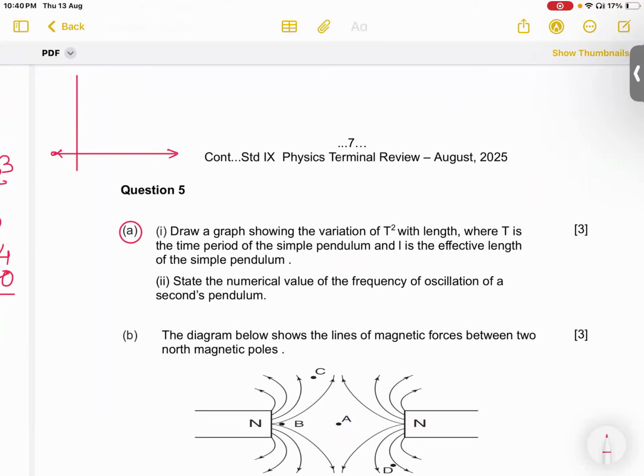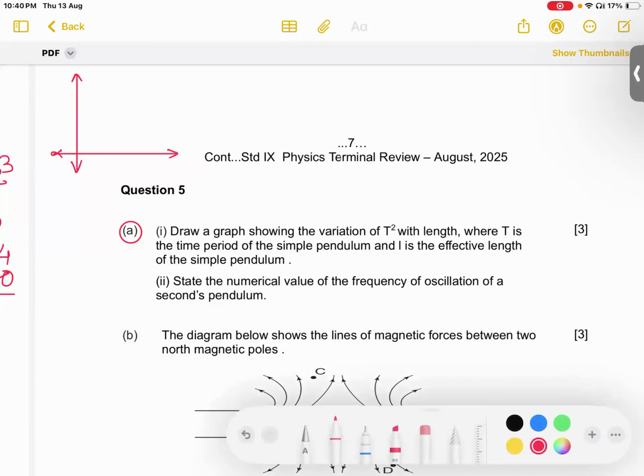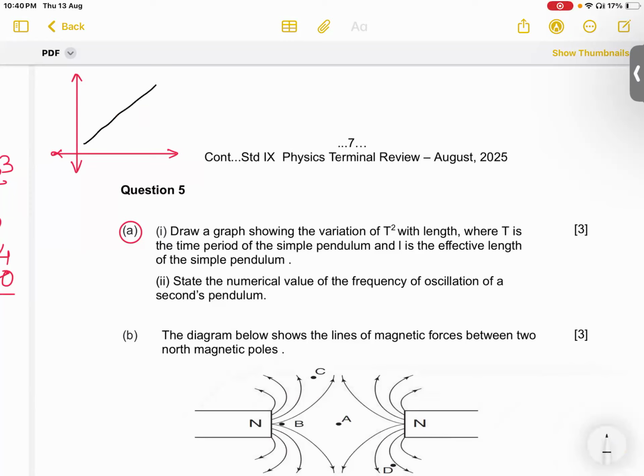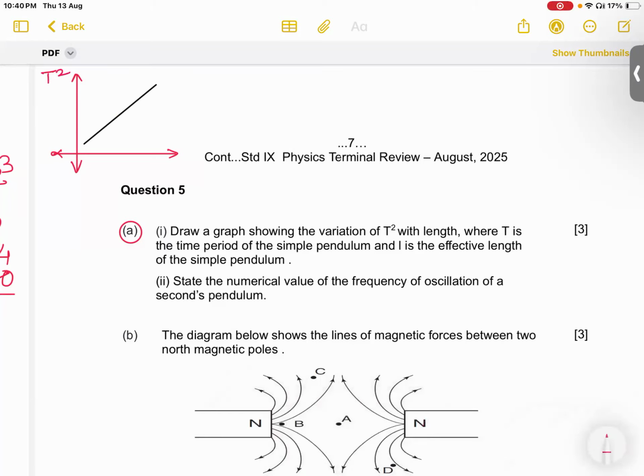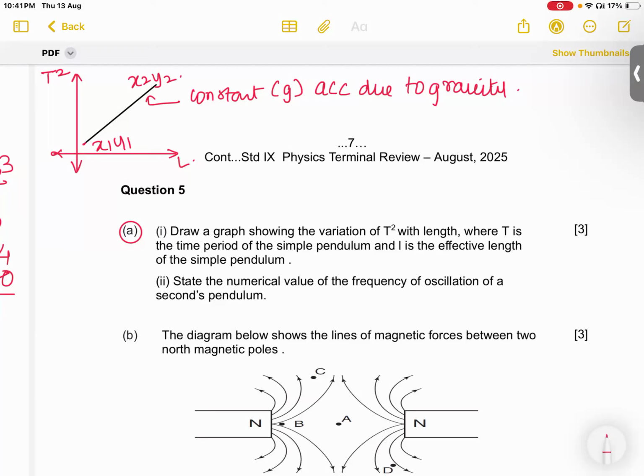Y-axis and x-axis. Since I'm trying to draw the graph of T square versus L, I get a straight line which is passing through the origin like this. So this is T square versus L. So I can say over here that this is constant, and this constant is g, which is acceleration due to gravity. Okay, fine. If you want, you can define the points here, students. You can write here x1, y1. This is x2, y2, and so on.